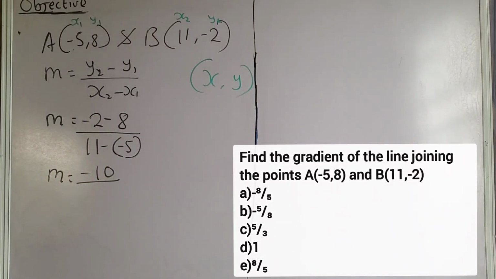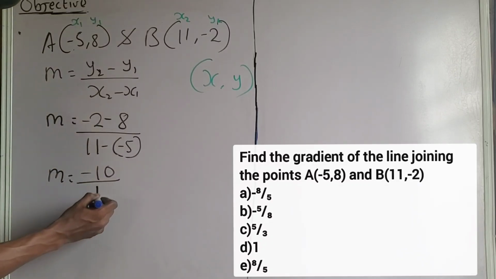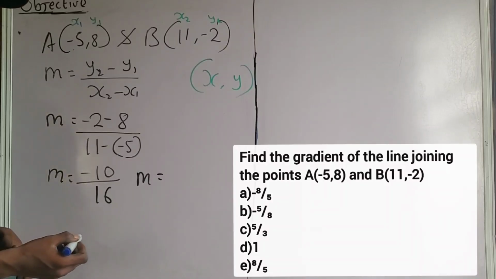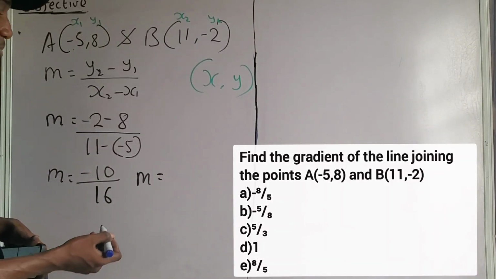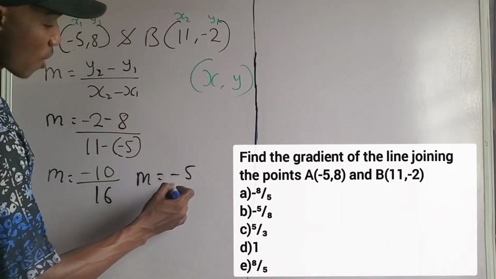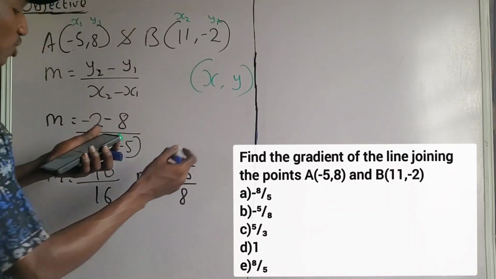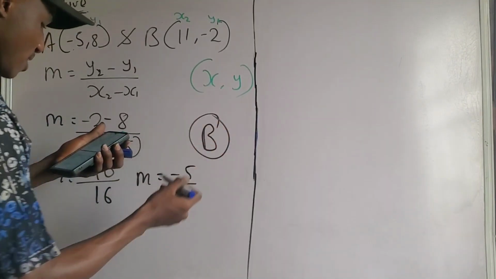11 minus minus 5 will give you 11 plus 5, which is 16. So M equals minus 10 divided by 16. Reduce this fraction to the lowest terms, and we have minus 5 all over 8. Okay, let's check the correct option. The correct option is option B, that is minus 5 over 8.